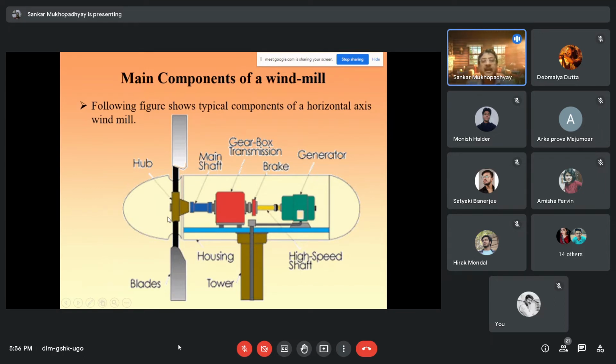Now, the main components of a windmill, let us consider on this, because you can well understand that this is a horizontal type windmill, because the shaft is going inside the housing tower, and there are some components. We will gradually come to these components, and we will understand how a wind turbine is composed.